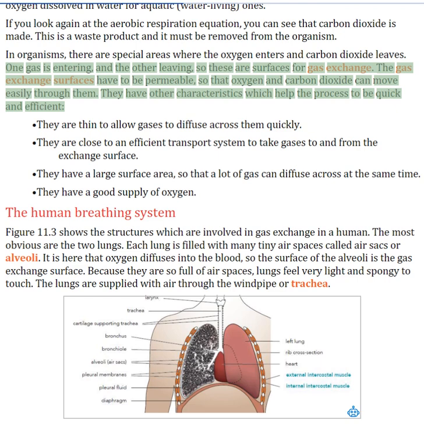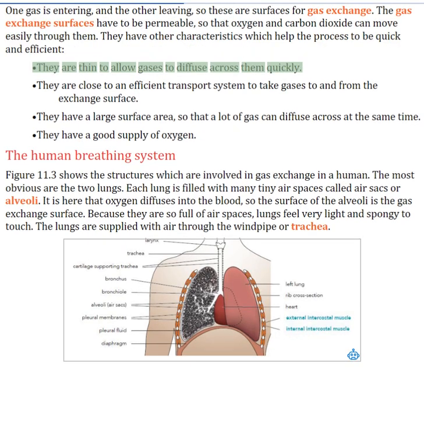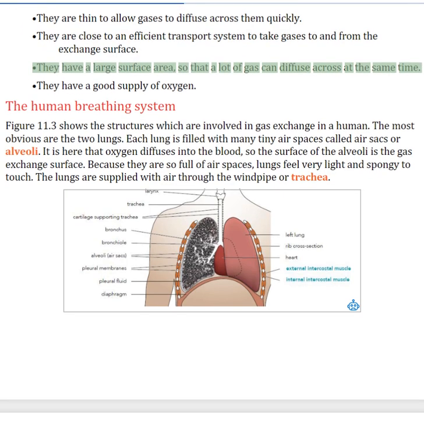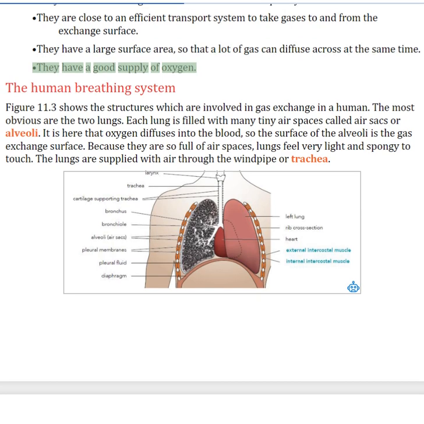The gas exchange surfaces have to be permeable, so that oxygen and carbon dioxide can move easily through them. They have other characteristics which help the process to be quick and efficient. They are thin to allow gases to diffuse across them quickly. They are close to an efficient transport system to take gases to and from the exchange surface. They have a large surface area, so that a lot of gas can diffuse across at the same time. They have a good supply of oxygen.